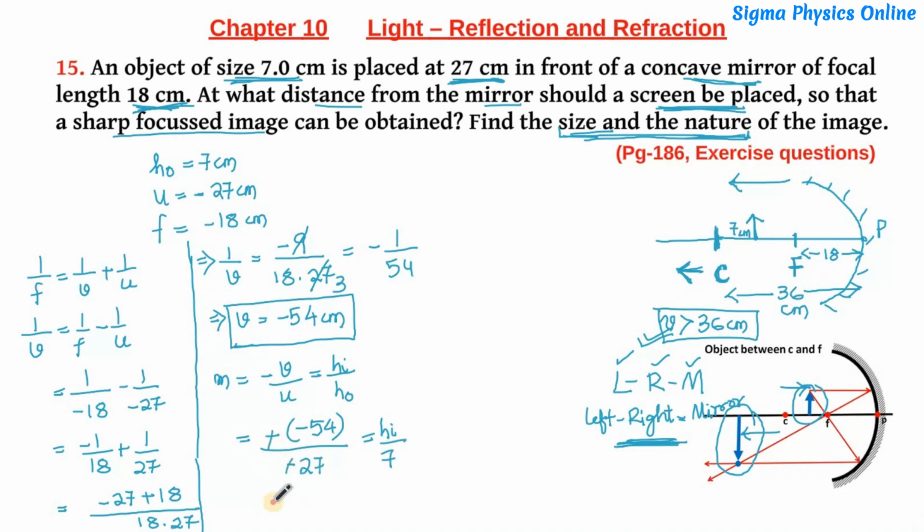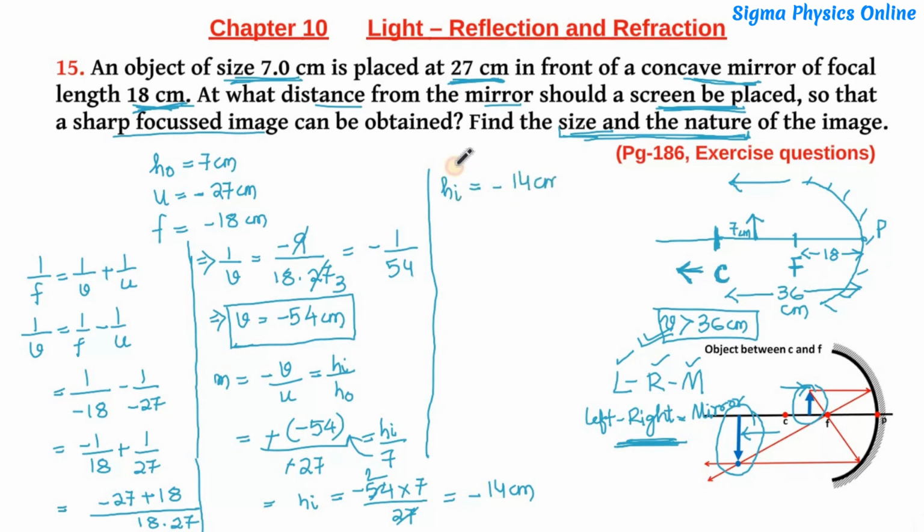So these two minus gets cancelled. So we get HI is minus 54 into 7 by cross multiplying this. It's 27, which is 2, that is minus 14 centimeter. So the height of the image which we got is minus 14 centimeter.